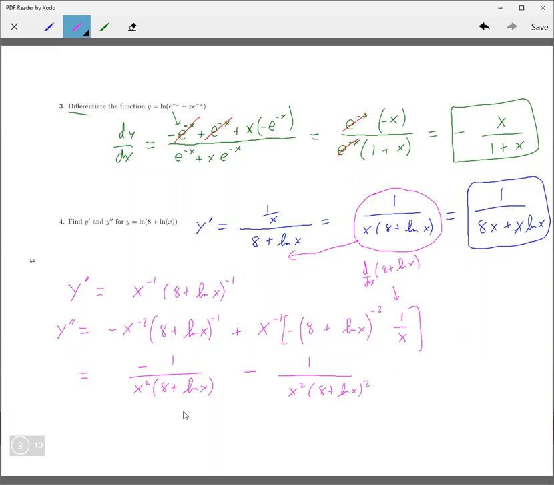Now, if you want, you can get a common denominator, because this is squared and that's not. That's the only difference. These are both the same. So if we multiply top and bottom by 8 plus log x, then all of a sudden we have the common denominator.